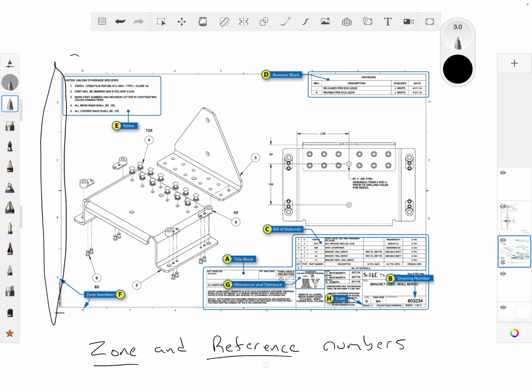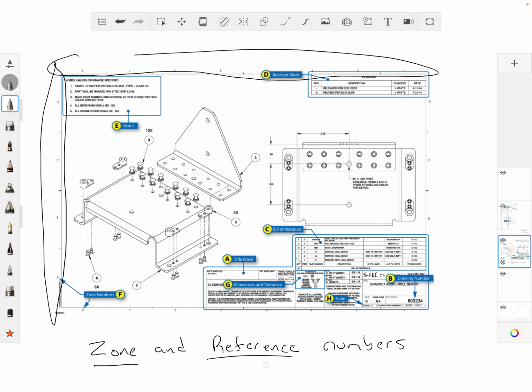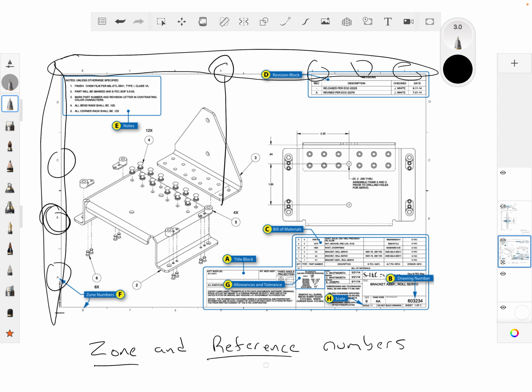So, numbers and letters. Here we'd see 1, 2, 3, 4, 5, 6, 7, 8, right? And then we have A, B, C, and so on. So if it was a very large, complicated blueprint, and I wanted to locate a piece of information, I might say, oh, that information is located in B5, right? So I'd go to B, I'd go to 5, and the intersection of those two would be where that piece of information I was looking for was.